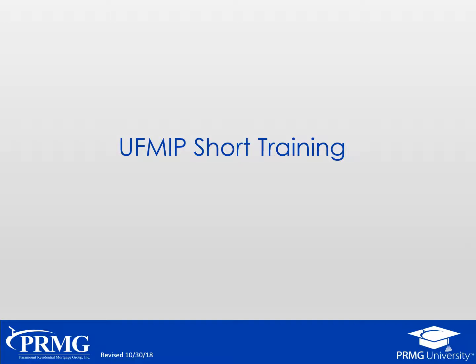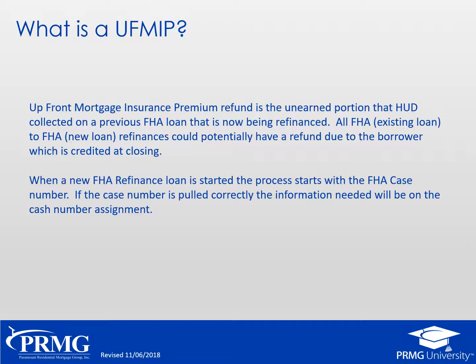During this session, we will be going over what an upfront MIP refund is and when it applies. What is a UFMIP? Upfront mortgage insurance premium refund is the unearned portion that HUD collected on a previous FHA loan that is now being refinanced. All FHA to FHA refinances could potentially have a refund due to the borrower, which is credited at closing.